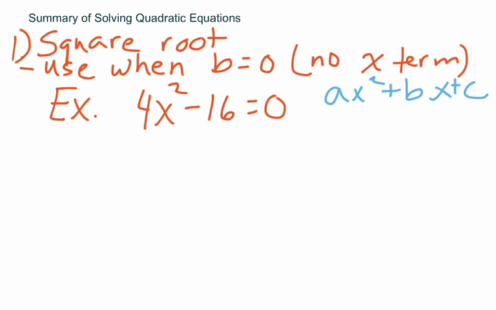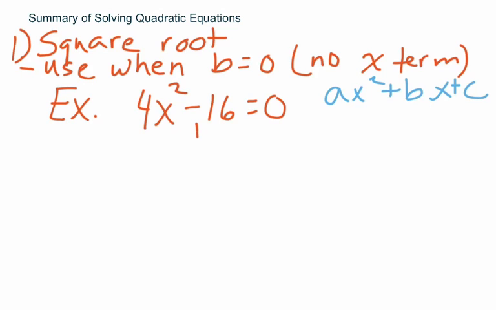So when you start the activity and you have to list strategies that would be good to use to solve a particular equation, look for that. If you don't see an x term, you want to make sure that you're listing square root as one of the possible strategies you could use.